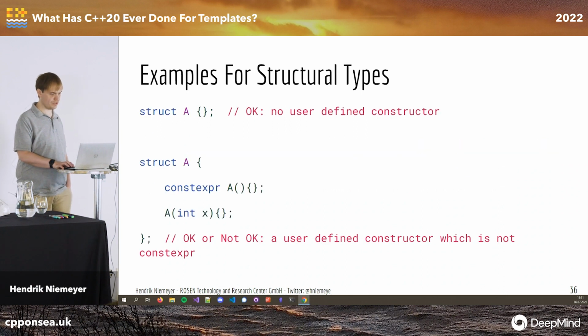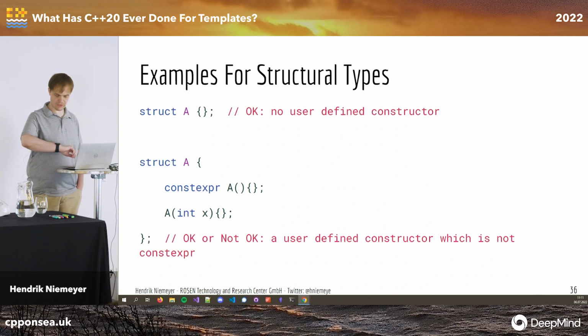So how would these structural types look? For example, struct A with no user-defined constructor can be used as a non-type template parameter. If we have our struct A, which has a constexpr and a non-constexpr user-defined constructor, it depends which one of them we use if we give our type to the templated thing as a non-type template parameter. So it would be okay if the constexpr constructor is used, and not okay if the other one is used.